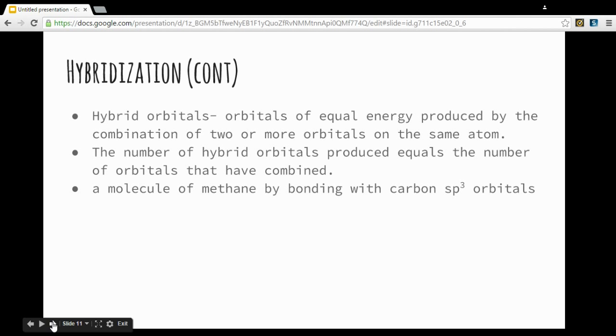What are hybrid orbitals? Hybrid orbitals are orbitals with equal energy produced by the combination of two or more orbitals in the same atom. The number of hybrid orbitals produced equals the number of orbitals that have combined. A molecule of methane forms by bonding with the carbon sp3 orbitals.